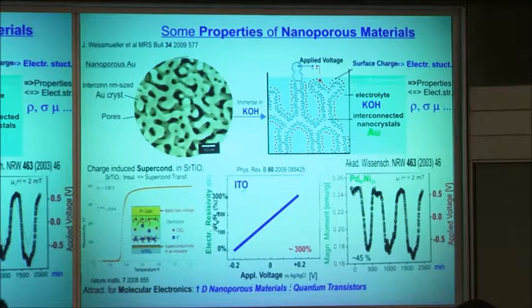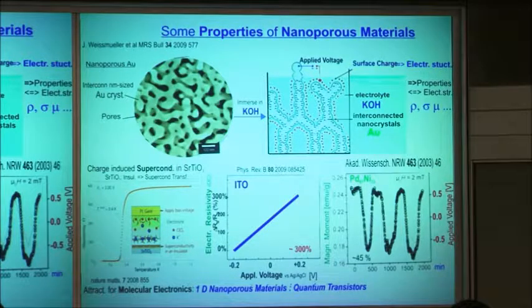A similar effect here. It's a ceramic material, ITO, and we produce it as a nanoporous material, apply a voltage of about plus minus 0.2 volts, again a very small voltage, and you can see that the electrical resistivity changes even by 300%. It's clear why it changes so rapidly, because you have very few carrier-free charge carriers, and if you pull a lot of charge carriers out, it's no surprise that the resistivity goes way up and down.